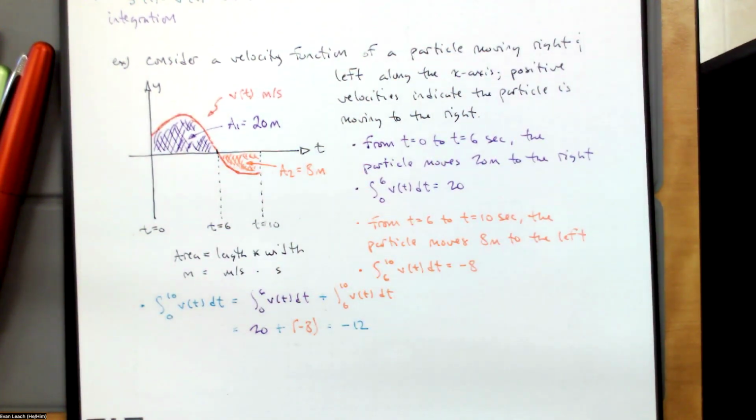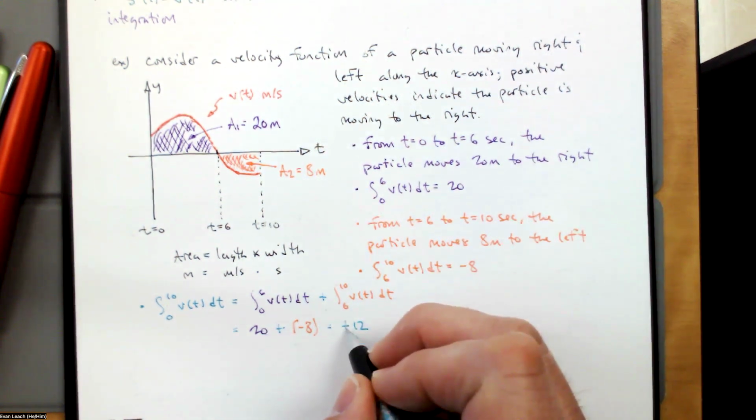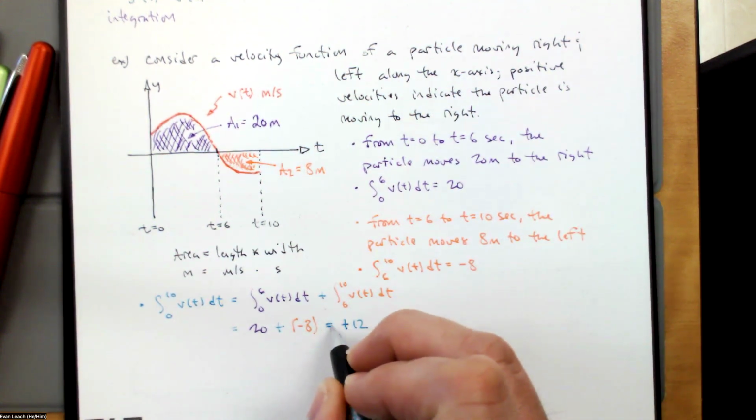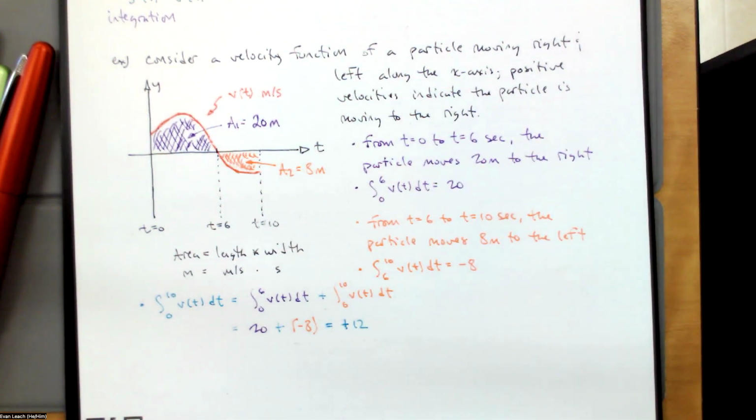So the definite integral from 0 to 10 will just be the sum of all the other integrals. It moves 20 meters to the right, and then 8 meters back to the left. That's positive 12. After 10 seconds, the particle is 12 meters to the right of where it started.